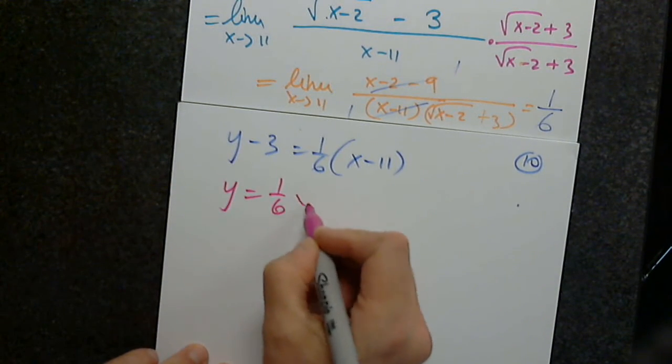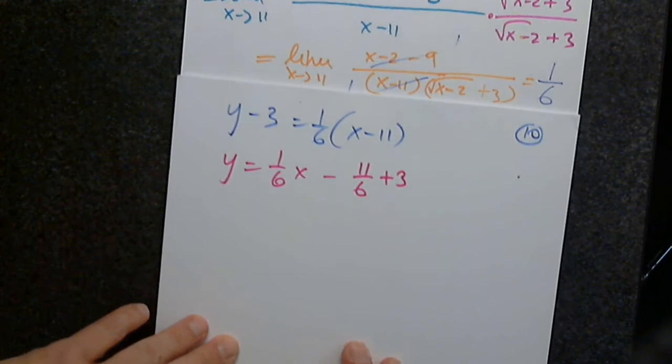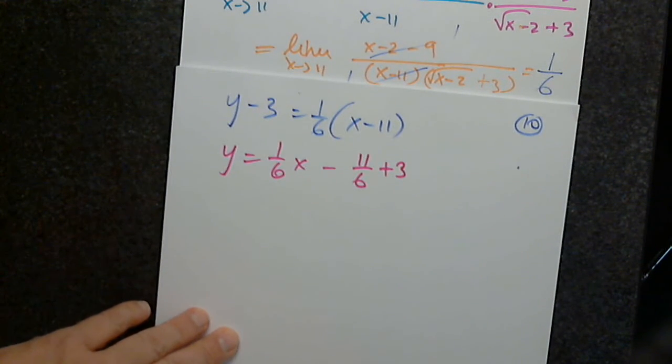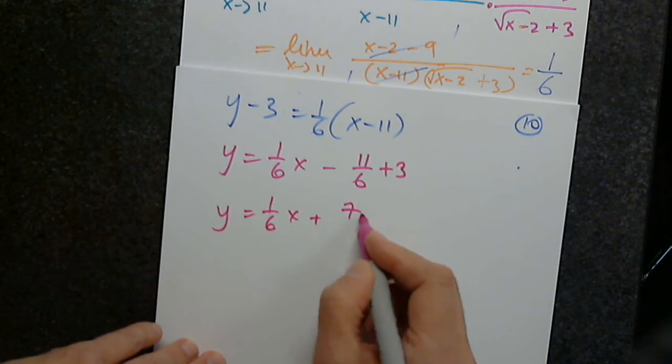So y equals 1/6 x minus 11/6 plus 3. 18 minus 11 is 7. So y equals 1/6 x plus 7/6.